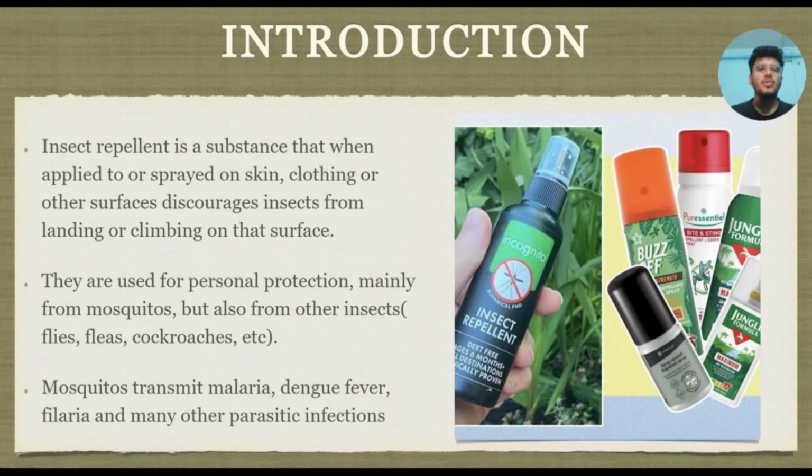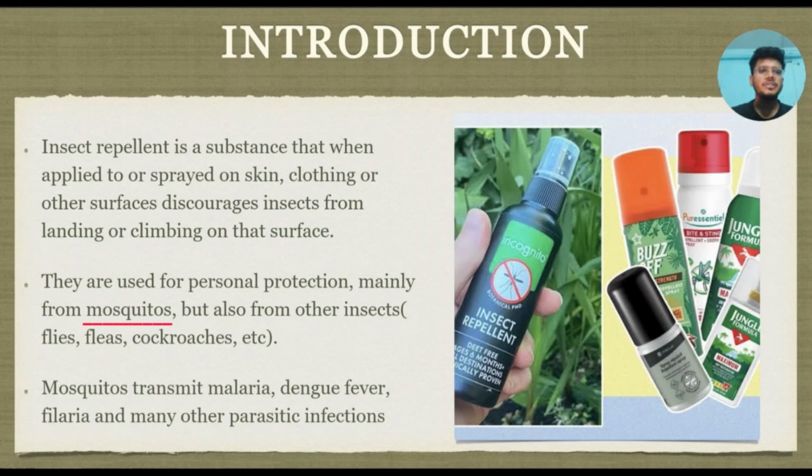The introduction is, what are insect repellents? An insect repellent is a substance that, when applied or sprayed onto skin, clothing or other surfaces, discourages insects from landing or climbing on that surface. They are used for personal protection, mainly from mosquitoes, but also from other insects like flies, fleas, cockroaches, etc. Now why are mosquitoes the major targeted insect? Because mosquitoes transmit malaria, dengue fever, filaria and many other parasitic infections which are very harmful for humankind.